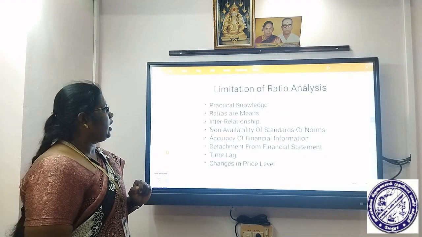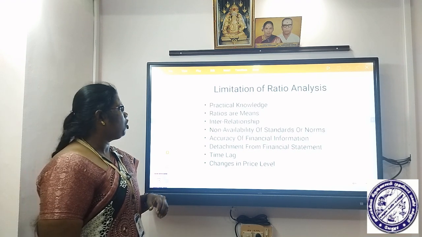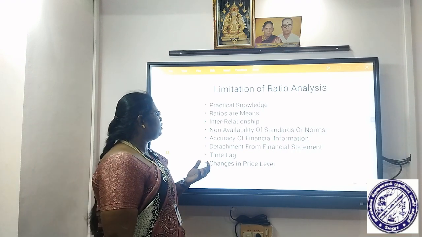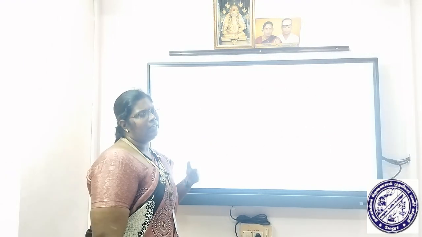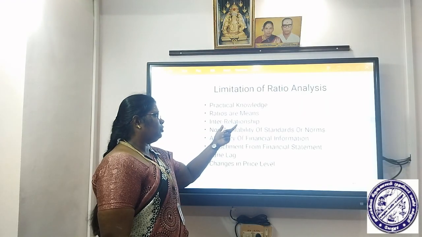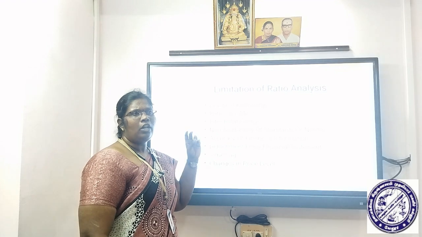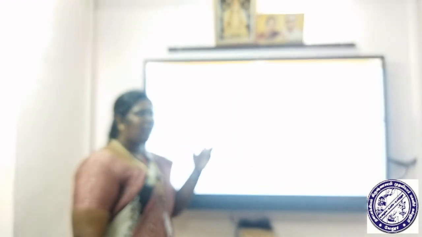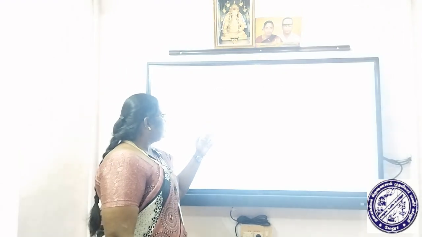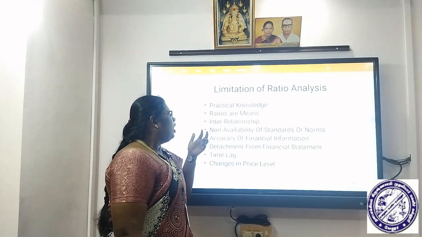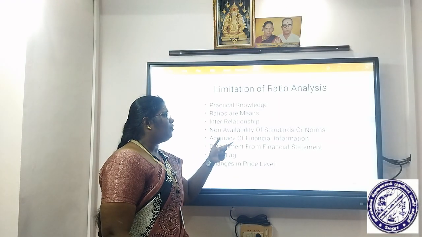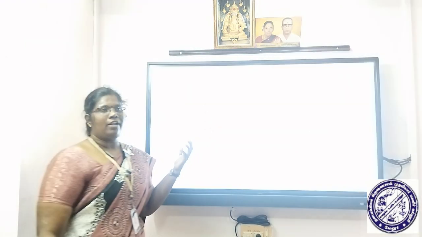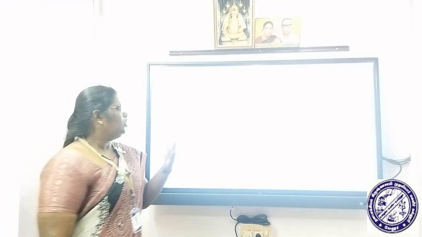Now, limitations of ratio analysis. First, practical knowledge: you have to gain knowledge about which variables are used in ratios. Next, ratios are means, so you have to use the variables that should be calculated in ratio analysis. Interrelationship: as I already told, a ratio is the interrelationship between two variables. Third is non-availability of standards or norms, so you need a standard performance against which ratios are measured. Accuracy of financial information: financial statement means the balance sheet, and the information should be accurate.